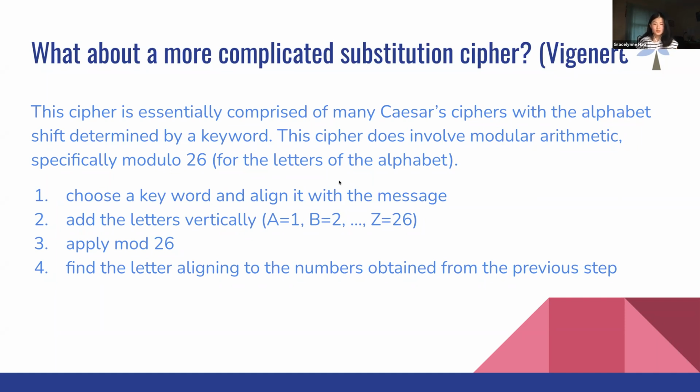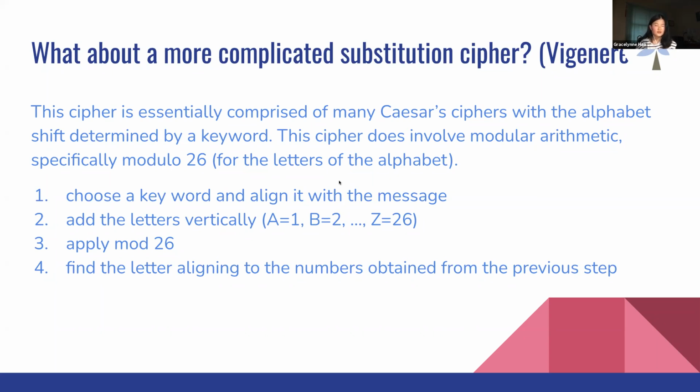Again, if you do have any questions on this cipher as I go through it, please hold until after I go over the example, as this substitution cipher is a bit difficult to explain in words. So first, we're going to choose a keyword and align it with the message. For instance, if the message was 15 letters long and the keyword that you chose was 3 letters long, then you would just align it with the message 5 times.